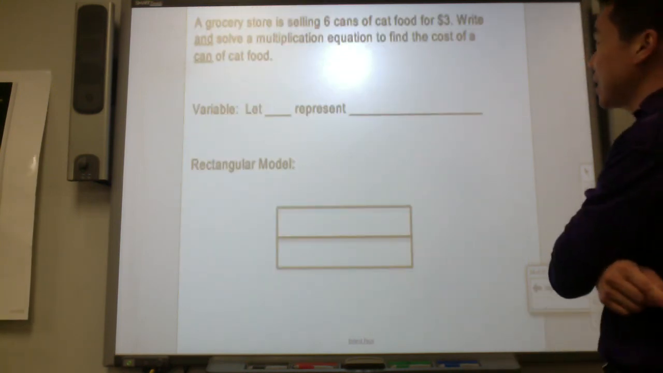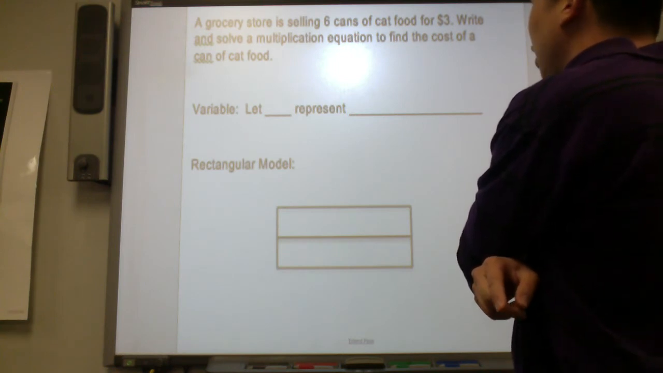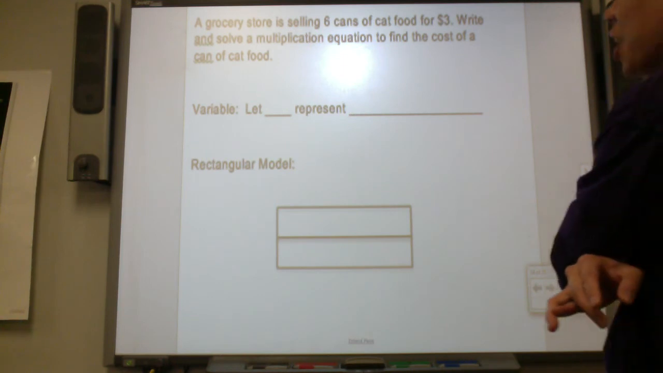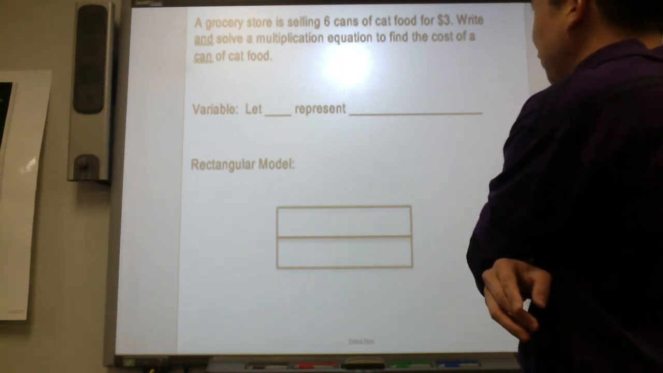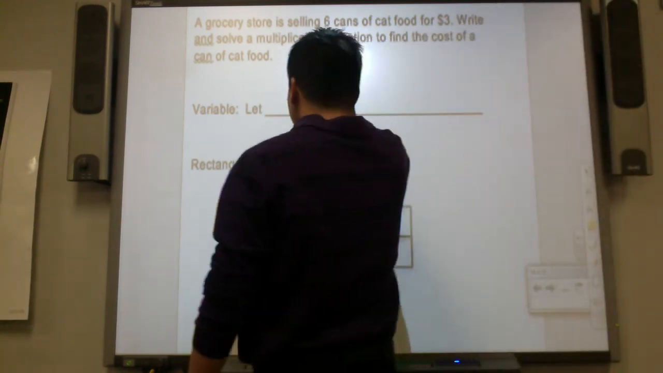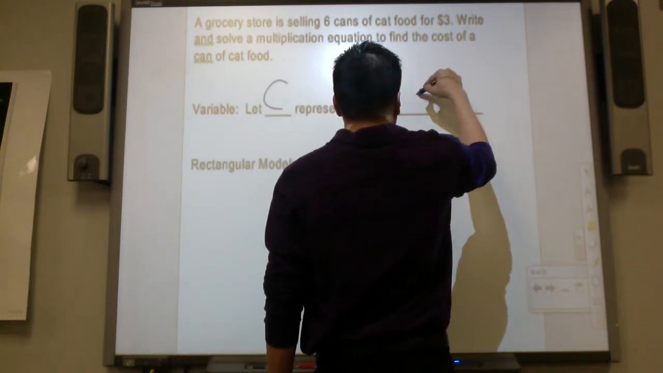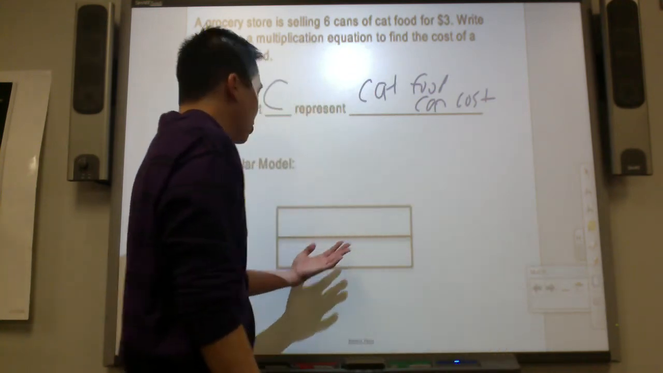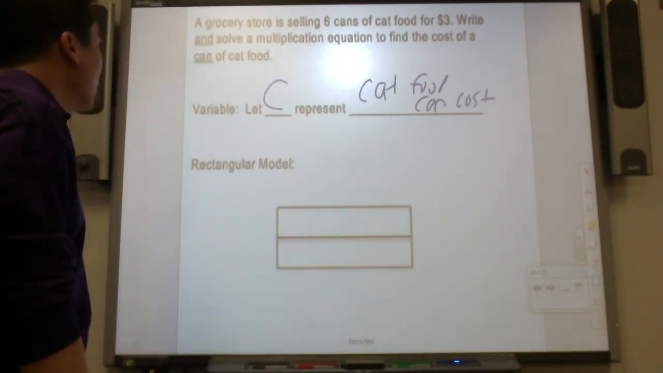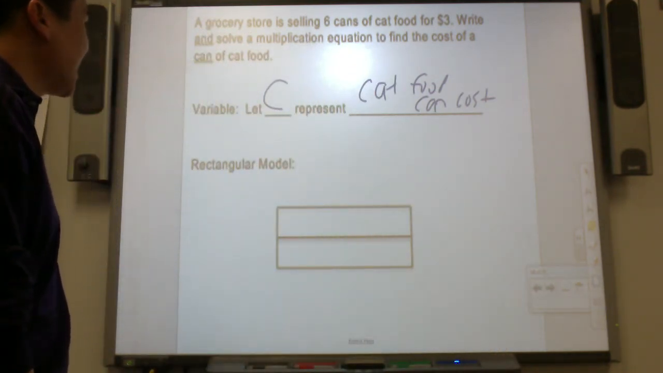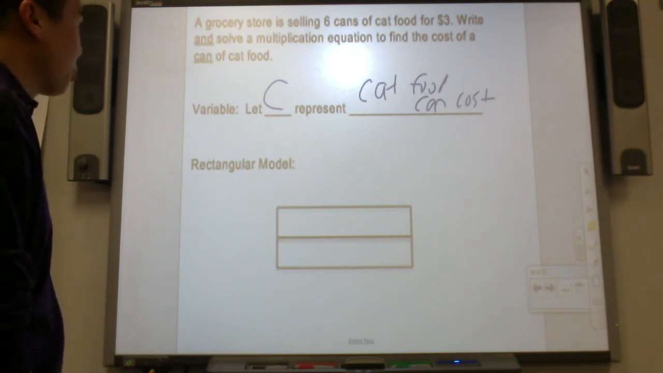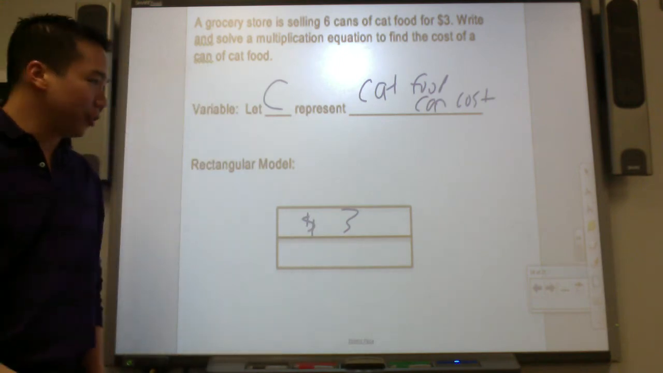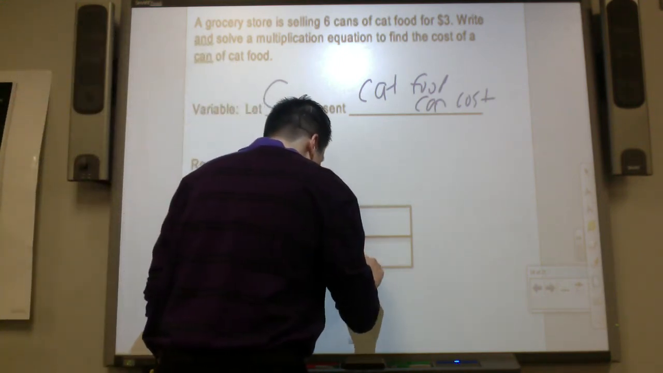So a grocery store is selling 6 cans of cat food for $3. Write and solve a multiplication equation to find the cost of a can of cat food. They forgot to tell us how much the cat food costs. So let C equal the cat food can cost. So here is our rectangular model. We know it costs $3 for all that cat food. So you buy 6 cans of it.